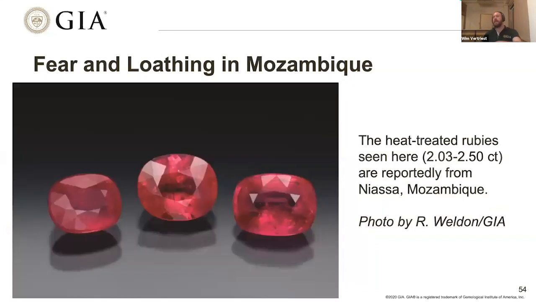But some of the stones that came out there, these are three examples in the 2 to 2 carat range of heat-treated rubies that were reportedly coming from Niassa. So you can see extremely fine rubies.